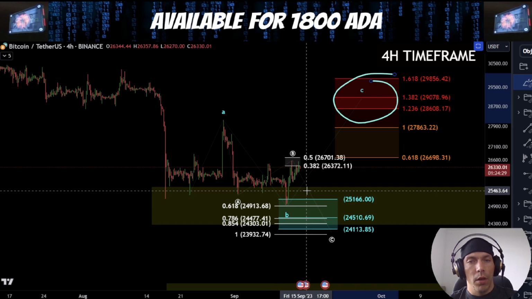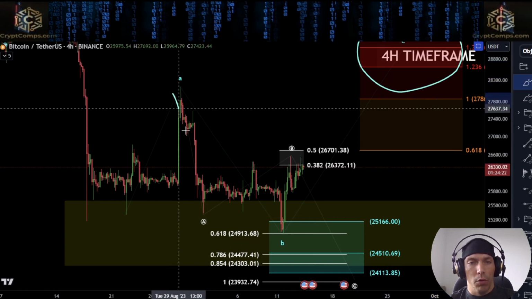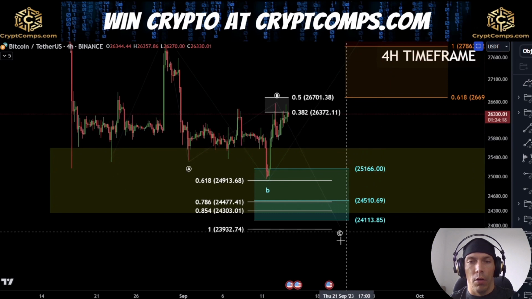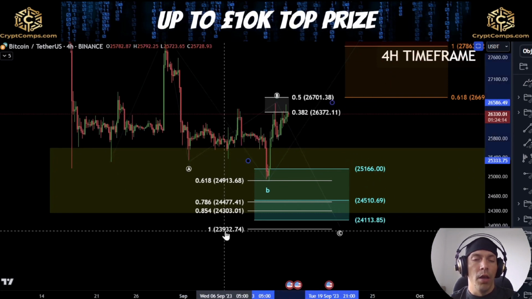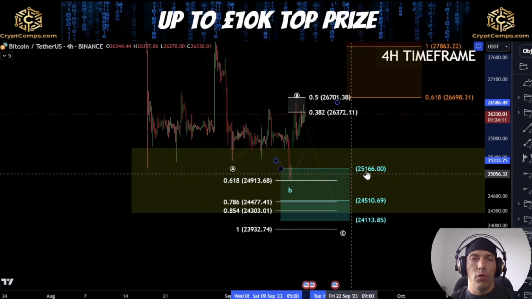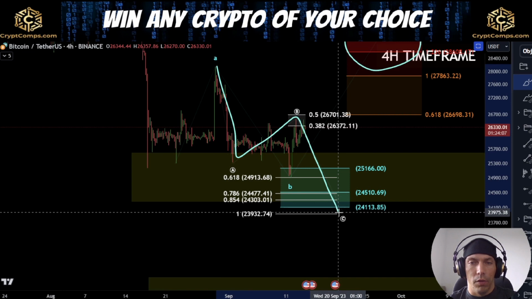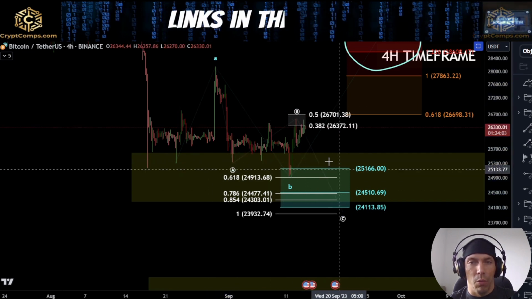Now, if we are looking at this slightly different, we could also argue that we are still within the white B wave here, and what we'd be saying is that this could become A, B, and C to the downside. Now, currently our one-to-one level is down here at this 23,932. If we do get an ABC to the downside like this, there's a couple of things that this can be. So we're going to go over some alternatives if we do get this additional C wave down here.